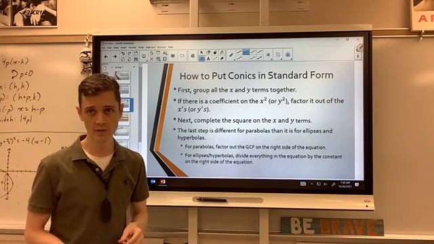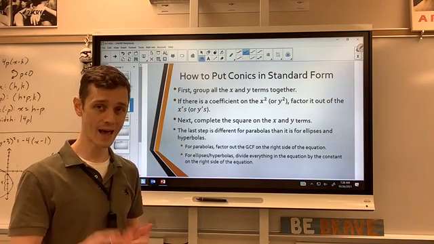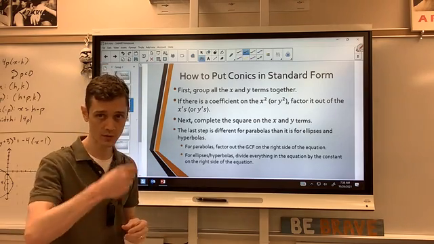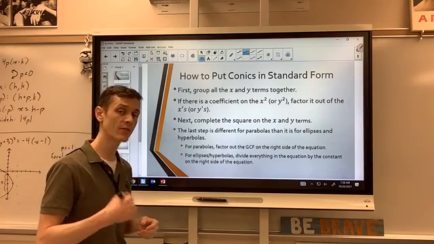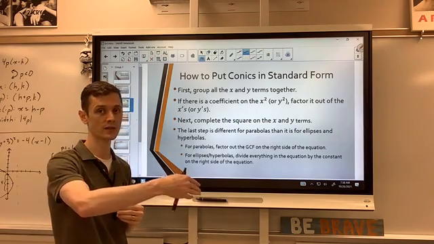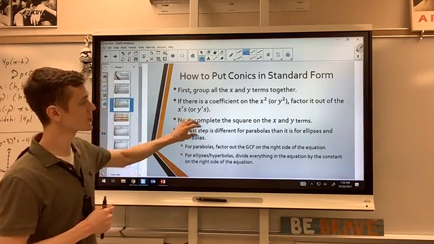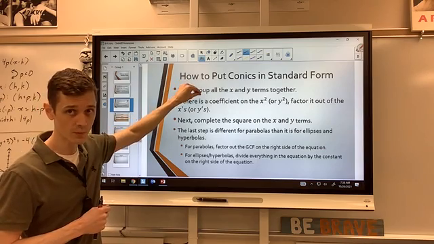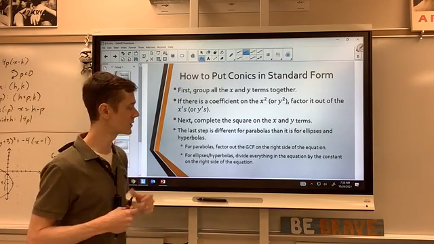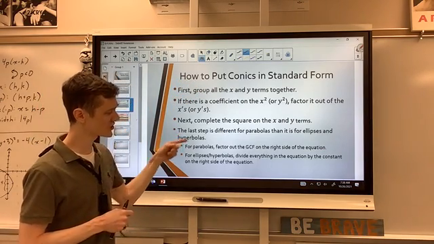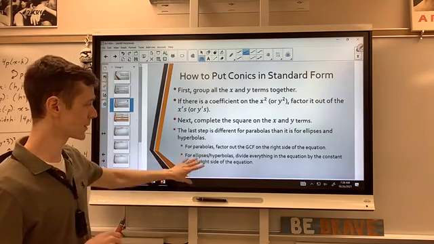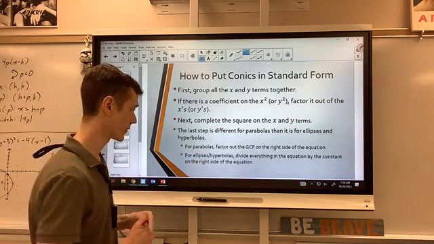Next, we will complete the square on the x and the y terms. That's where we take half of the b value, the number in the middle of a trinomial. So we take half of that number and we square it and we add it to both sides of the equation. Now there is a complication that combines with our factoring step from the previous line, so I will demonstrate that if it occurs. And then the last step changes a little bit for the parabolas and the ellipses and hyperbolas. So you want to make sure you know which shape it is before you get to this point.